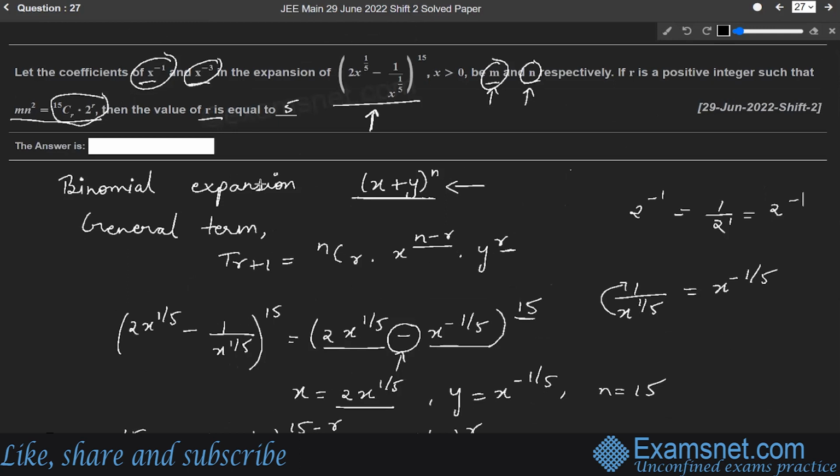I hope you are clear with this question. The correct answer for this question is 5. In this question, we have used the basic formula for finding the general term of a binomial expansion. And remember the most important thing: if the expansion is in the form of (x minus y) to the power n, then all you have to do is multiply by (minus 1) to the power r. Okay, so this is the basic concept related to this question. I hope you are clear with this question.